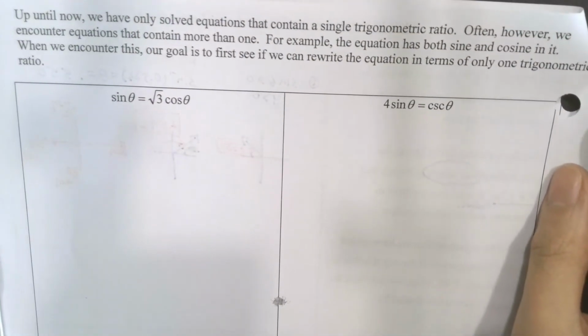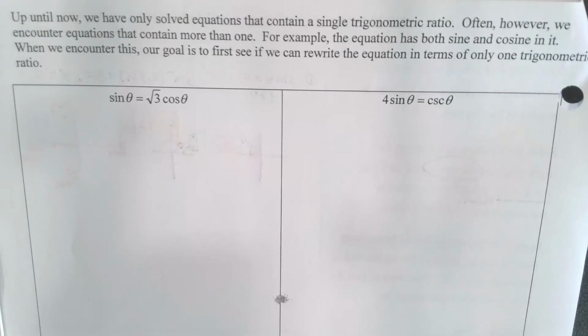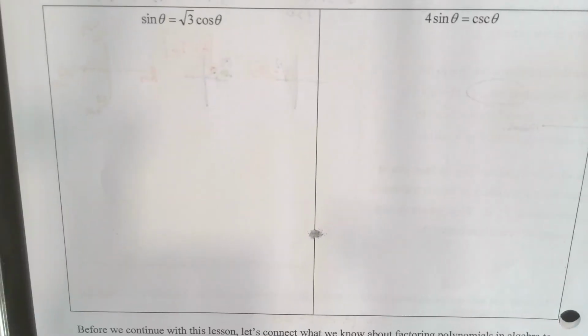Up until now, we have only solved equations that contain a single trigonometric ratio. So it's always been like sine of theta is equal to something, cosine of theta is equal to something, cosecant of theta is equal to something. Very simple. However, life is not that easy, and sometimes we have more than one trig ratio in the equation. Then what are we going to do? Whenever we encounter that, our goal is first to see if we can rewrite the equation in terms of only one trig ratio.